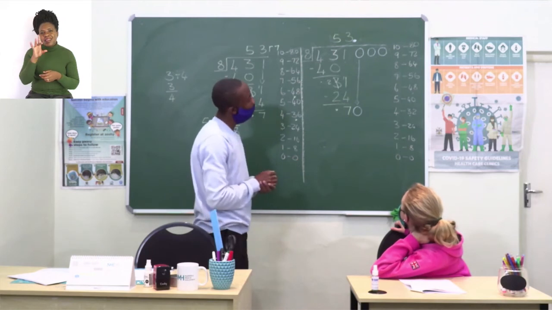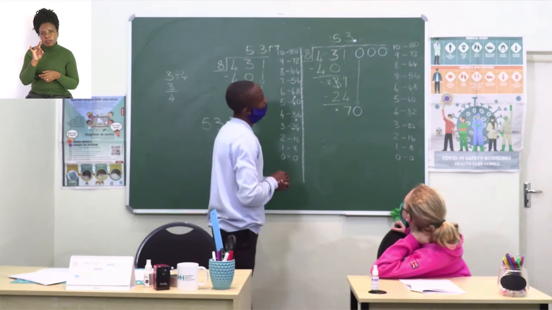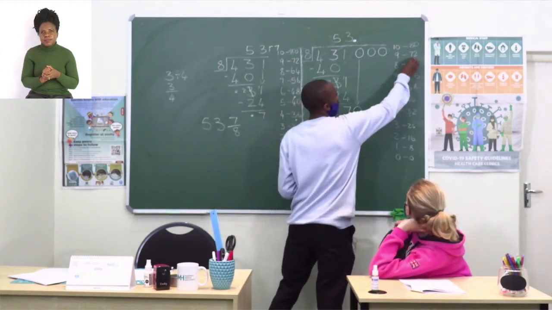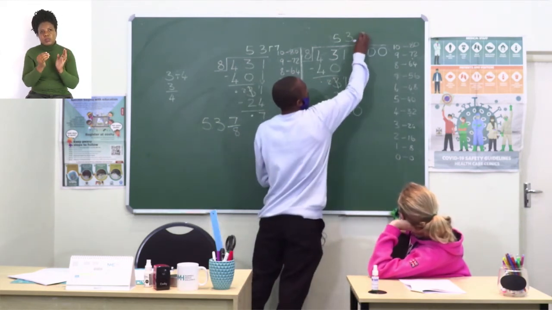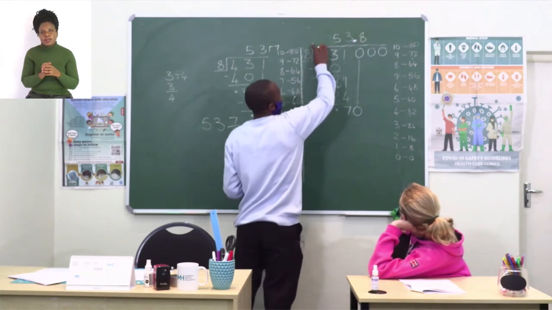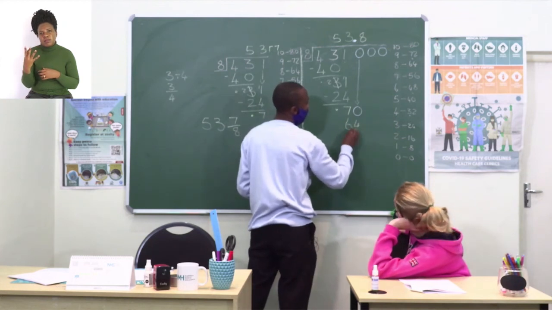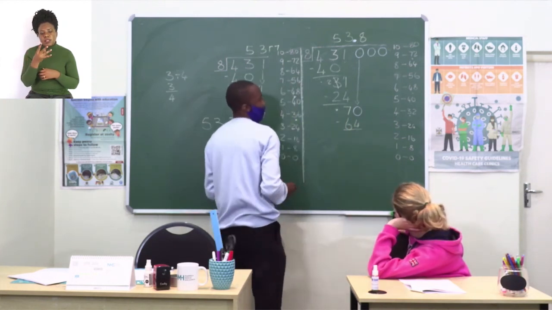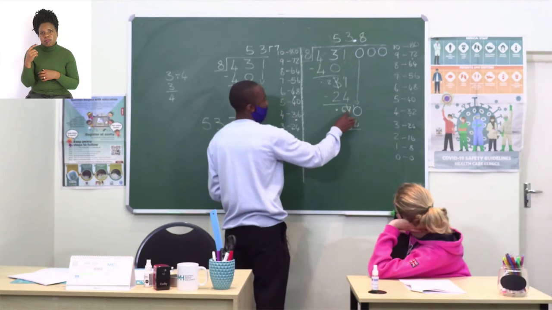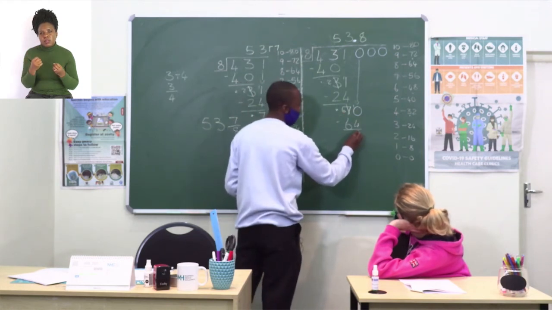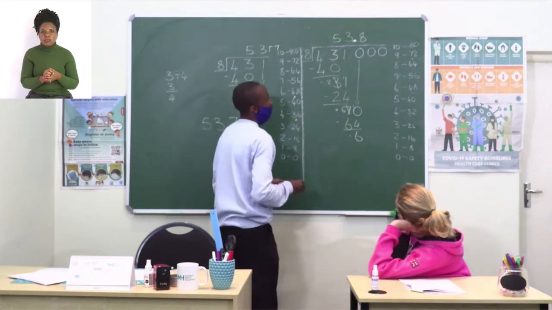Where will 70 be? Between 72 and 64. So it will go in 8 times. I will then say 8 times 8 will give me 64. I will then say 0 minus 4, I can't, so I'm going to ask here. Then I say 10 minus 4 will give me 6. 6 minus 6 is nothing.